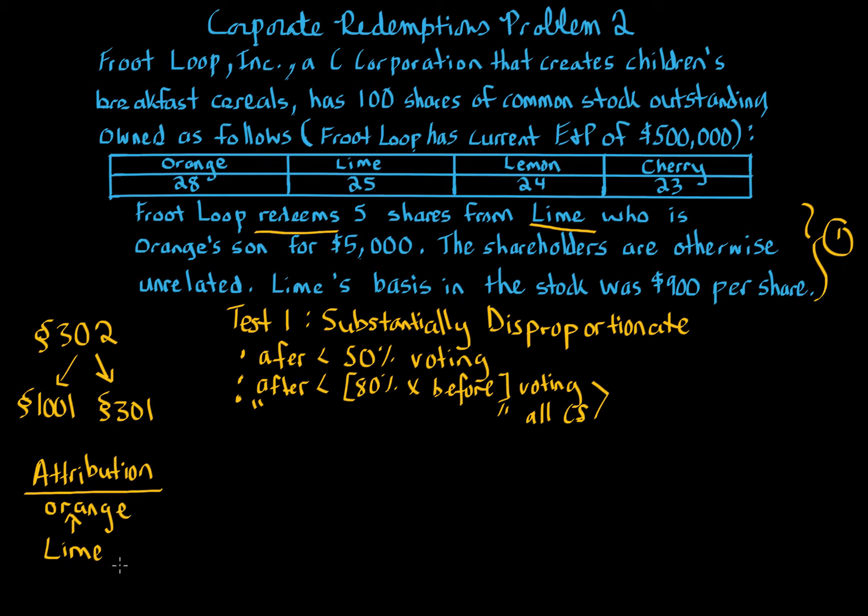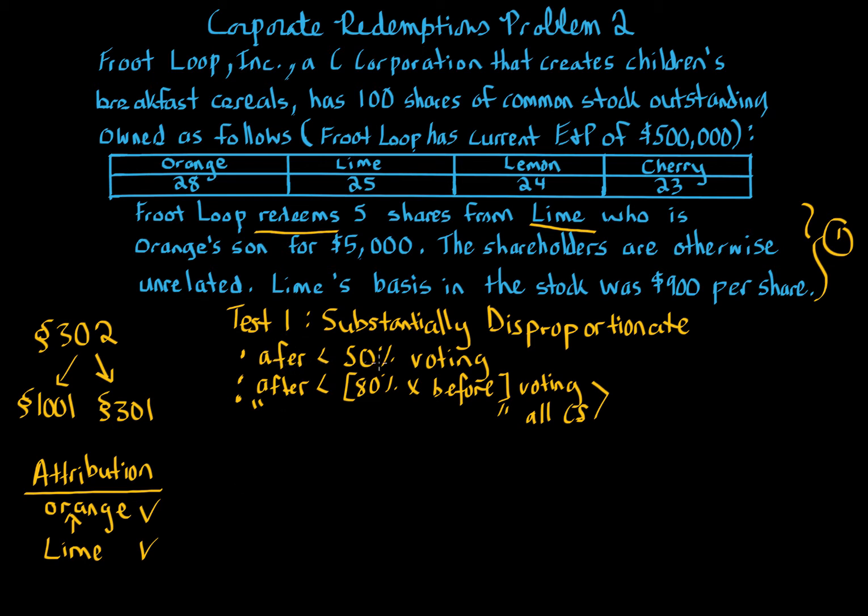So the rules for family attribution: spouses, children, grandchildren, and parents. Just those, okay? Remember, those are what we consider. So we have indirect ownership here. That means that Lime is going to be viewed as owning the amount that Orange owns, okay?